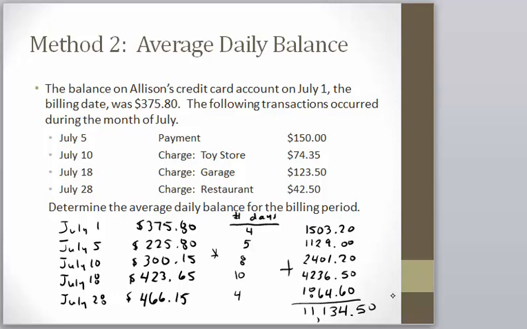Now remember that we're taking an average. So I'm now going to take that sum and I'm going to divide it by the number of days, which is 31. There are 31 days in the month of July. And so we're going to divide 11,134.50 by 31. And that's going to give me $359.18. And that is my answer for the average daily balance for the billing period.